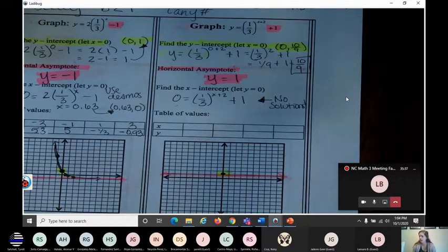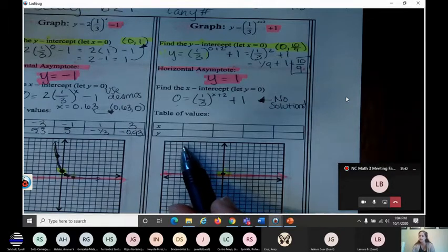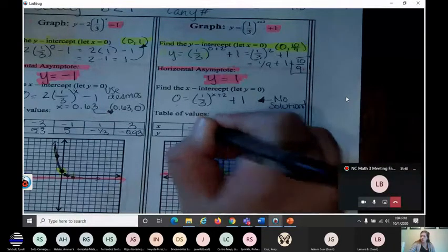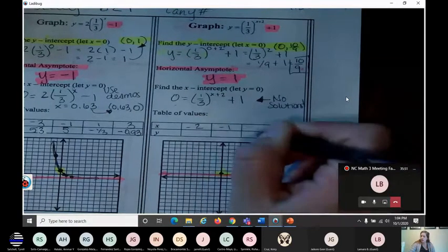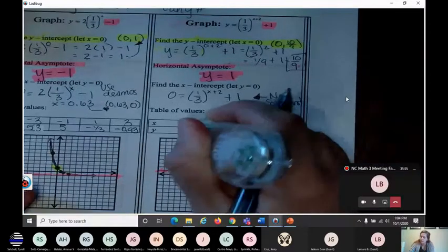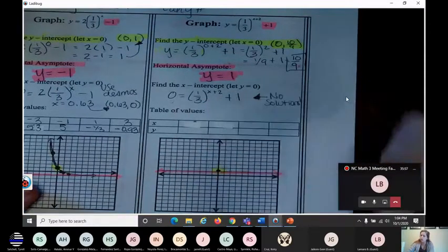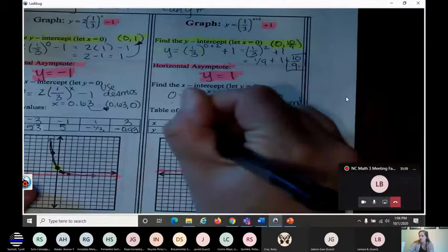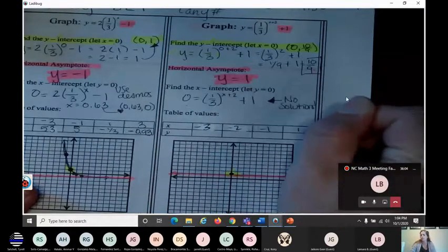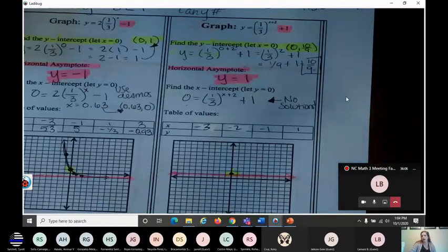And now we want to plot some points. So we want to plot some points to the left of the y-axis and to the right of the y-axis. So I'm going to do maybe -2, -1. I probably should do more points to the left because we're already super close to the horizontal asymptote. I'm going to do -3, -2, and -1, and then +1. Okay. So I'm going to just sub these values into my calculator.